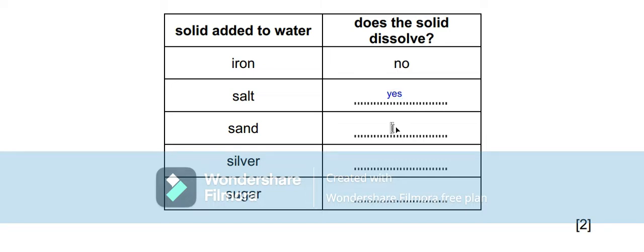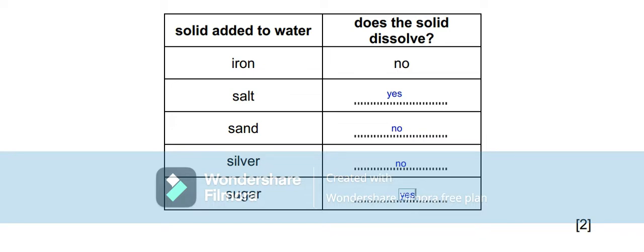Sand, does it dissolve? It simply means is it soluble or insoluble, right? If it's soluble, it means that it dissolves. If it's insoluble, it means that it does not dissolve. So for sand, it's no, sand does not dissolve. Silver, does it dissolve? Silver does not dissolve. It's insoluble, so that's a no. Sugar, does it dissolve? Sugar dissolves, so that's a yes. Sugar is soluble, so it dissolves.